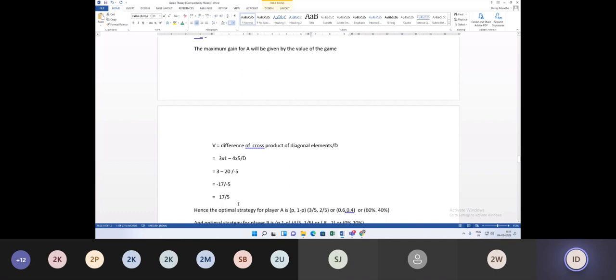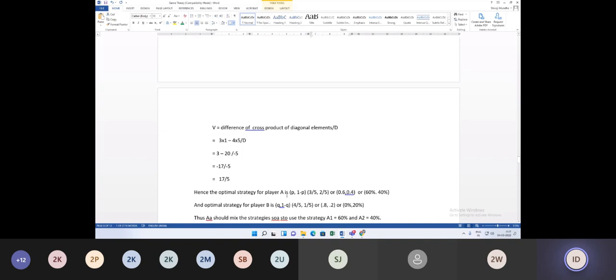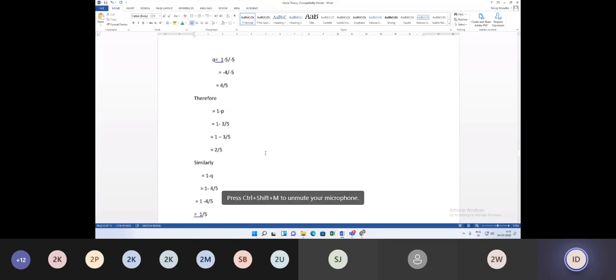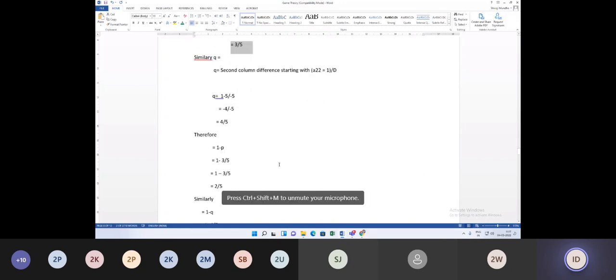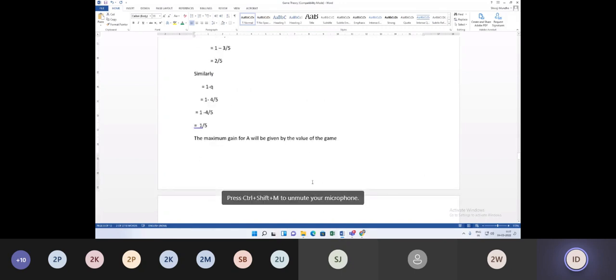Hence the optimal strategy for player A is P comma 1 minus P. Now look, I will explain this. For A, what is the P value calculated? It is 3 by 5, right? And what is 1 minus P? It is 2 by 5.